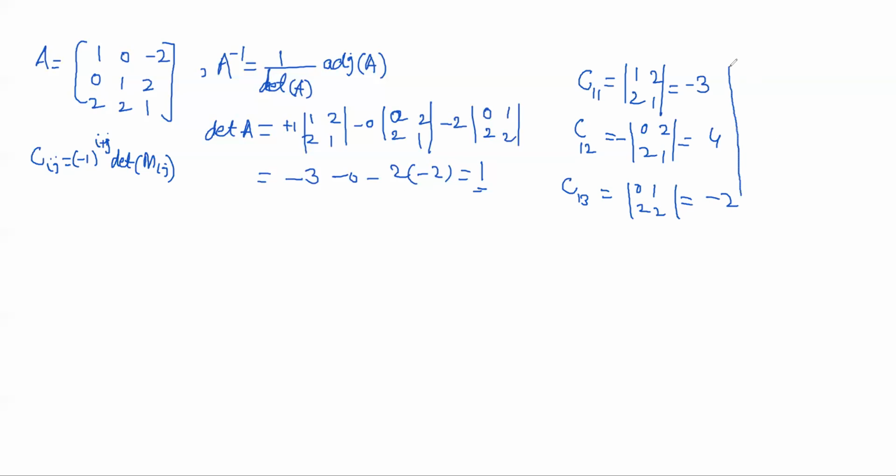Next, we have C21. That will be with a negative sign because 2 plus 1 is odd. So 2 and 1, 0 minus 2, 2, 1. So we will get minus 4.